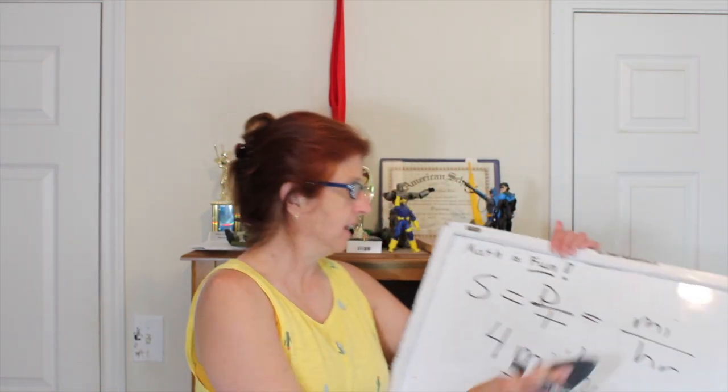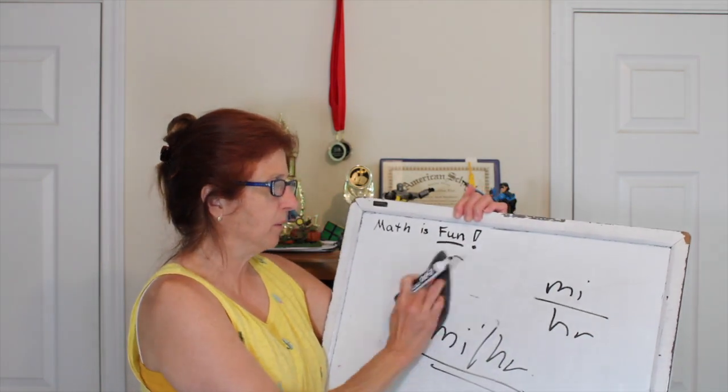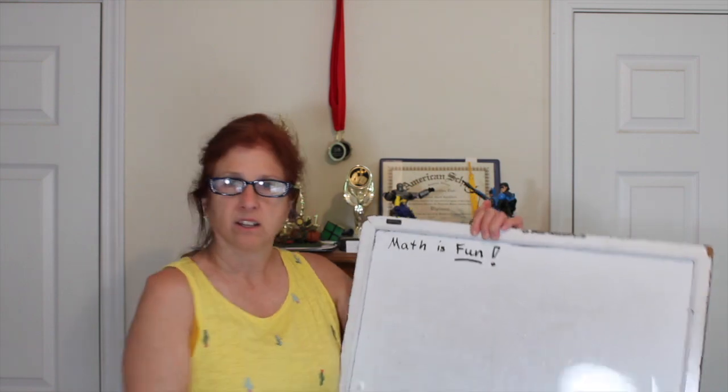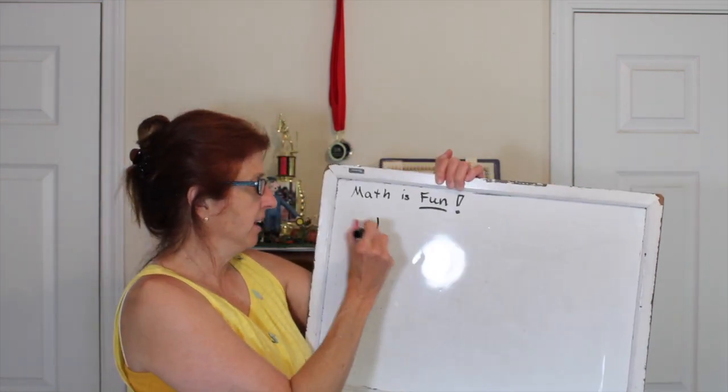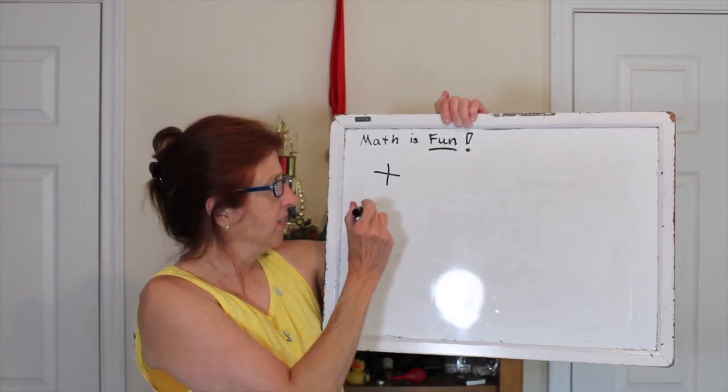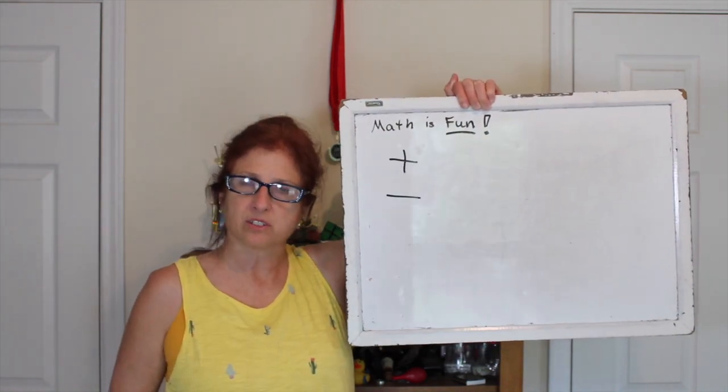All right, so next symbol for math, we've done multiply, we've done divide. What do you think's next? You're right, addition. The plus symbol is what we will use for addition, and the minus symbol we will use for subtraction. All right, that's all pretty good.